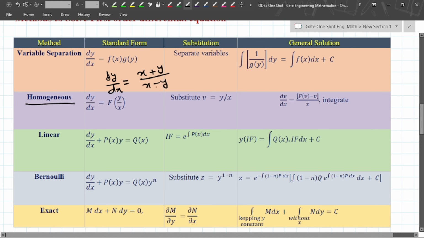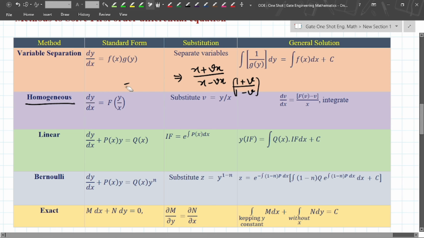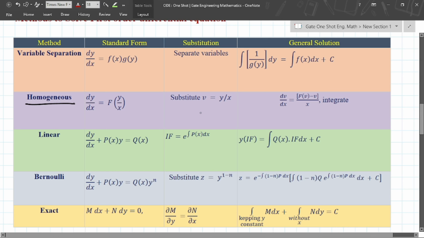If I replace y with v of x, then it will be x plus vx upon x minus vx. Then I can write it as 1 plus v over 1 minus v. This converts it so that only one variable remains, so you can easily find the solution. We'll see an example in the previous year question solution. You can visit the playlist of the GATE previous year solutions.